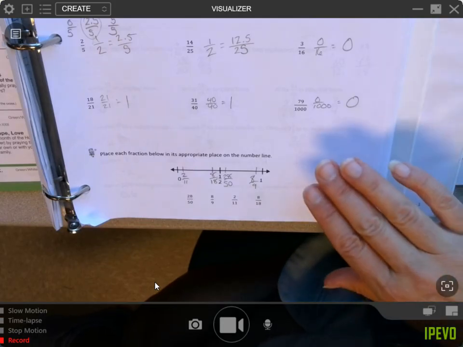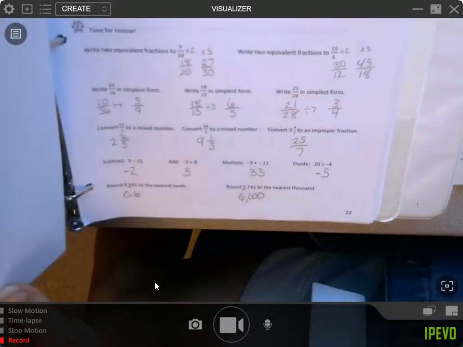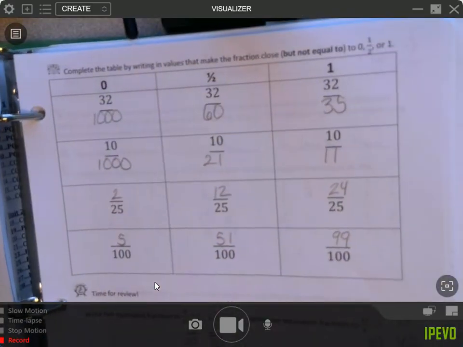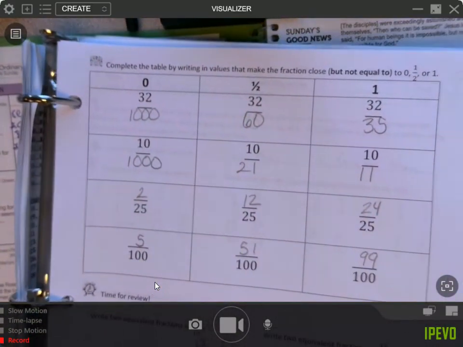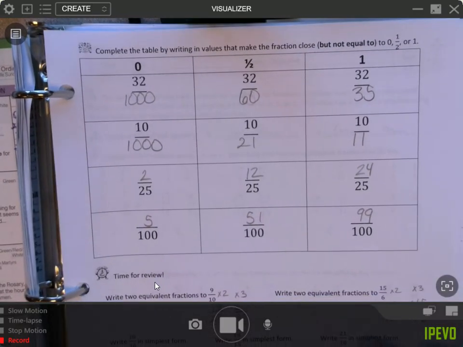How did you do, Sarah? Okay, good. All right, let's look at our second page. Now the second page table. We are going to see stuff similar to this when it comes time for the test. So you really need to understand what numbers we put for our fractions to make sure they would be closest to 0, a half, or 1. Your number doesn't have to be exactly the same as my number, but it's going to be in the same area.